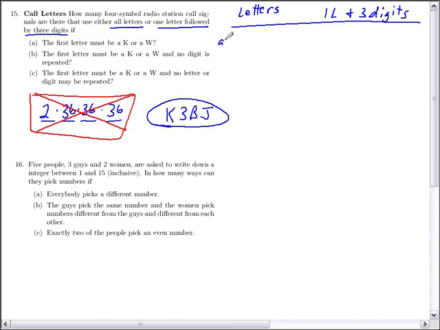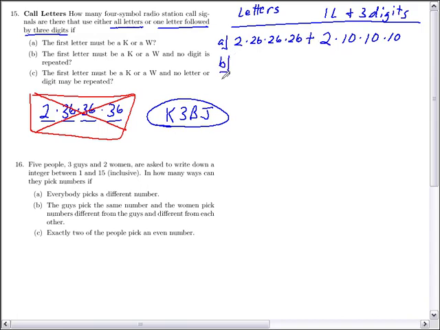So for part A, first must be a K or W, so there are 2 choices for the first one. And then 26 times 26 times 26, because we can have repeats, since I didn't mention anything. Plus, now for a letter and 3 digits. Well, K or W, digits, no restrictions on the digits, so it's 10 times 10 times 10. So the answer for part A is both these pieces and then add them together.